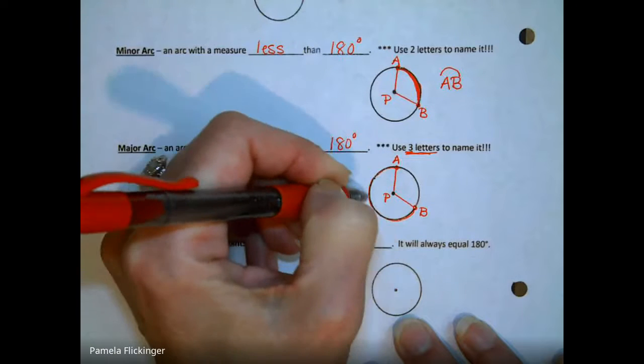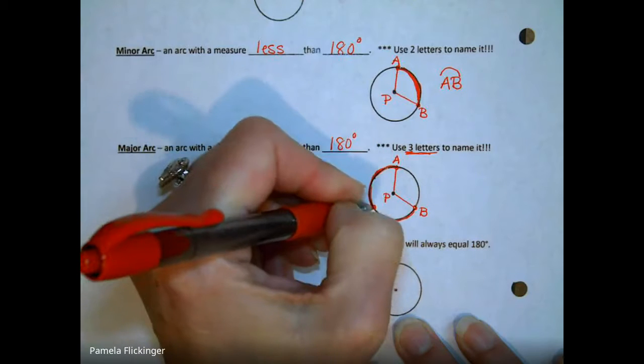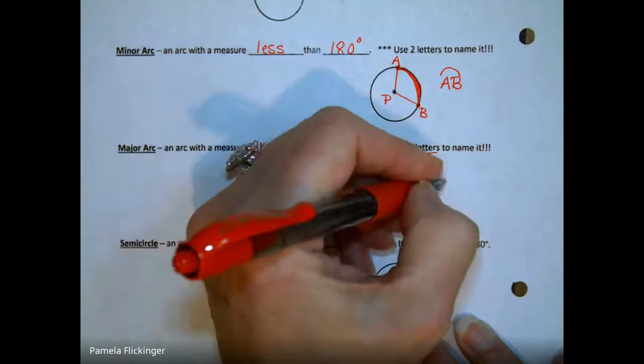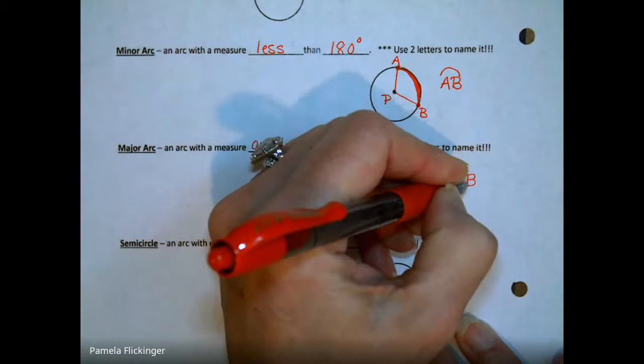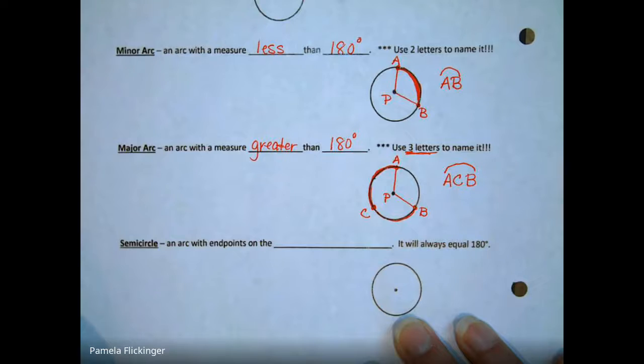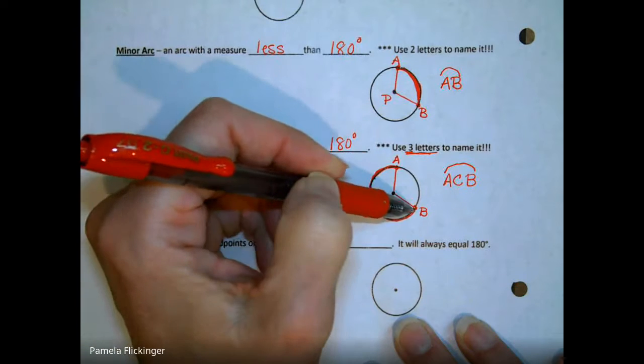So I know I'm starting at A, I know I'm ending at B, so there's going to have to be a third point somewhere on that major arc. So I would call this arc ACB with the arc symbol above it. But then that tells me, because of the three letters, that I'm going the major arc way, the longer way.